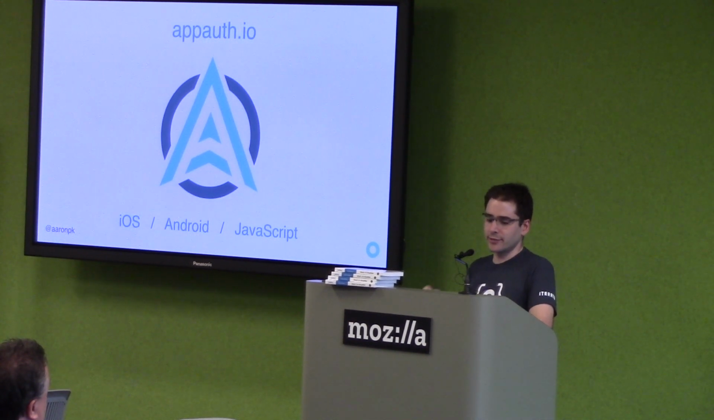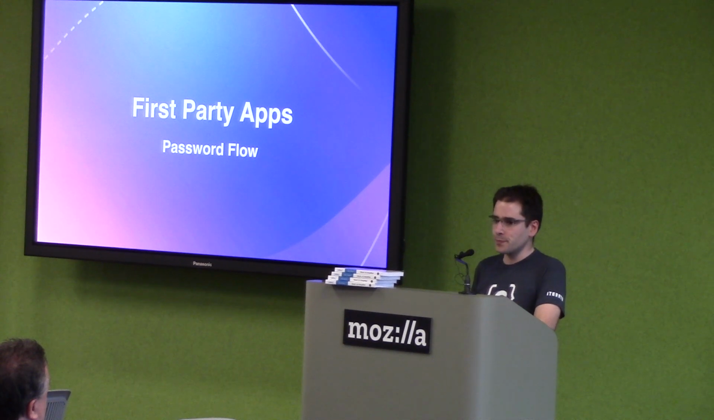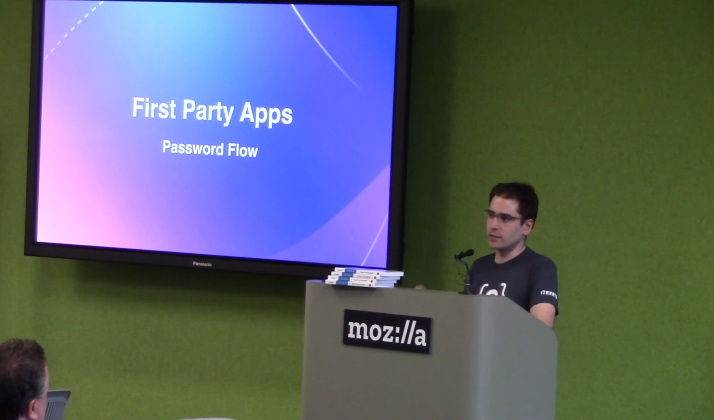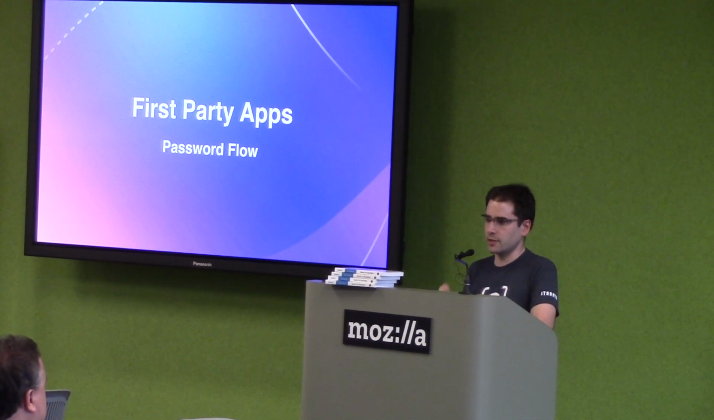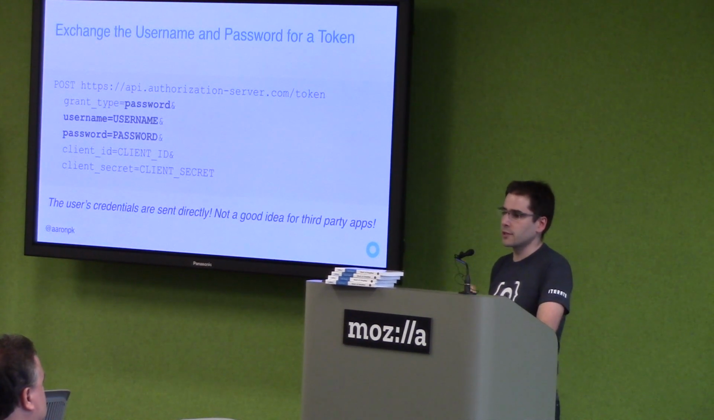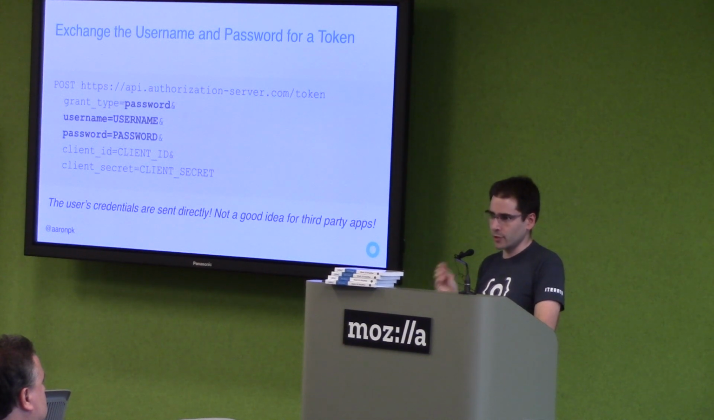Okay, so the next flow I want to talk about is the password flow. And I want to talk about it because it is named as one of the official flows in the OAuth spec. However, it is not actually a very good idea to use it except in very limited circumstances, because in order for this to work, the app has to actually have the user's password, which was one of the whole things we were trying to avoid in the first place with OAuth.